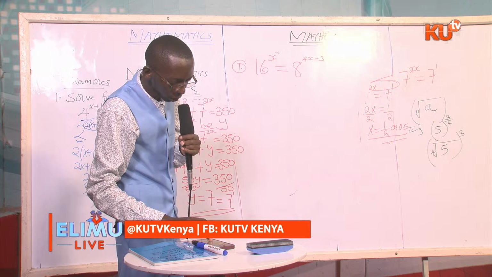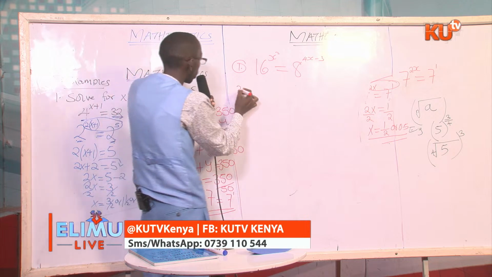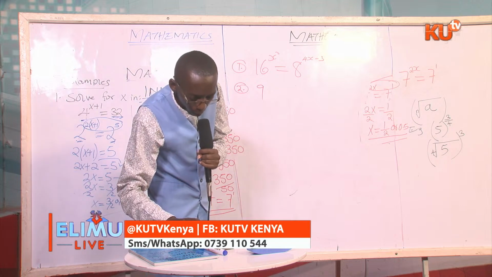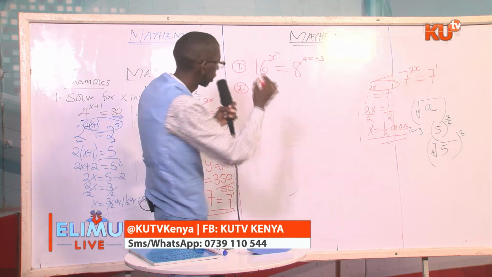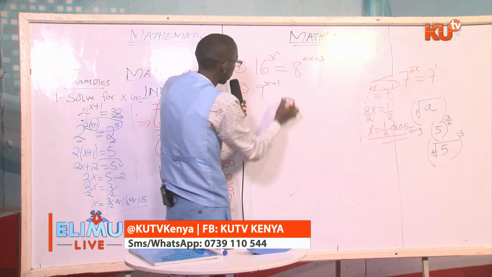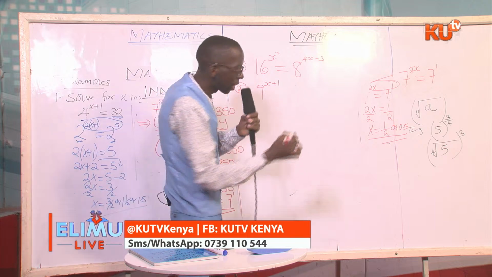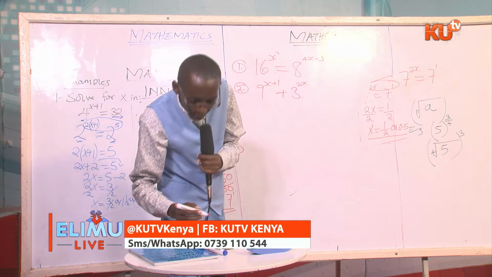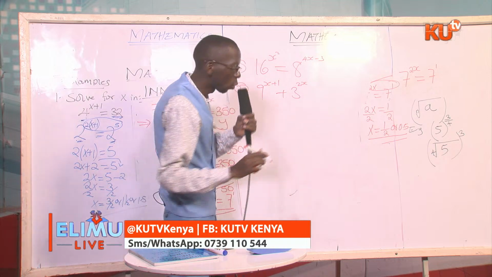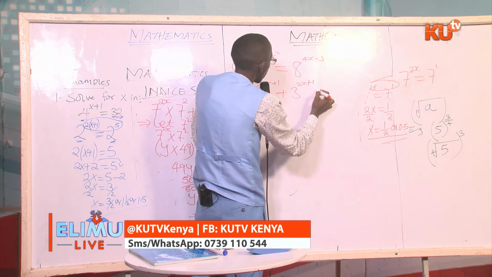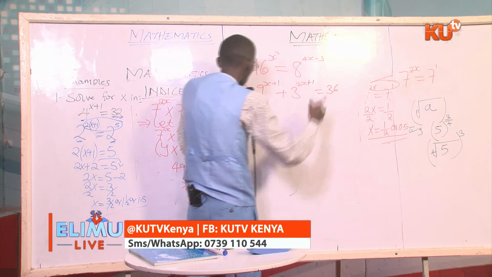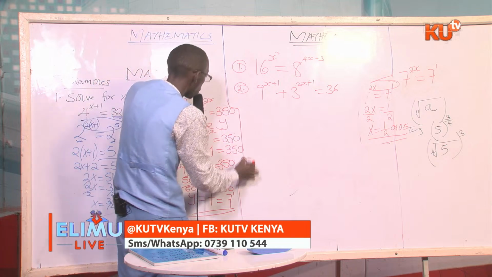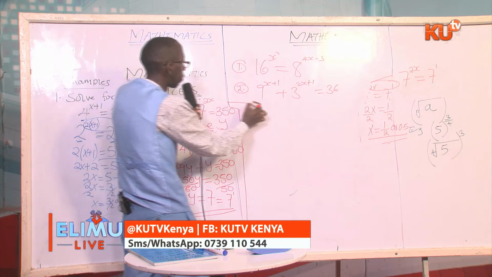Solve the equation 9 to power x plus 1, plus 3 to power 2x plus 1, is equal to 36. You'll do those two questions on your own as we proceed to example number 5 on indices.